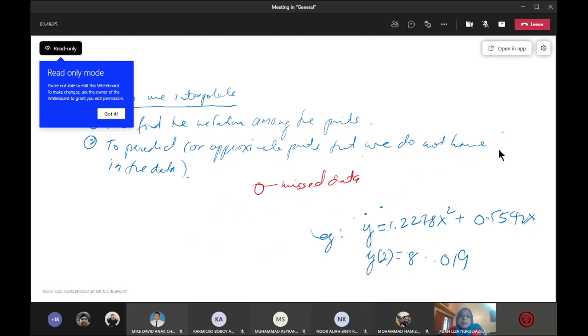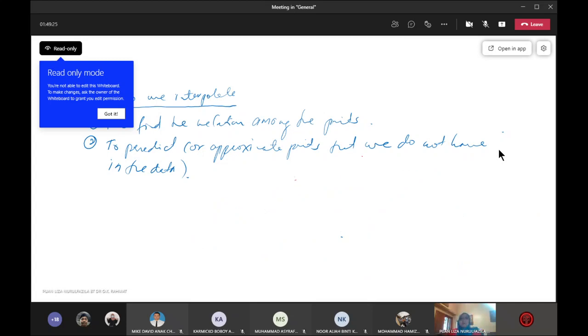Okay, so there are two main reasons that we do interpolation. One is to find the relation among the points and to predict or approximate points that we do not have in the data. So sometimes you just need to do this. For this course, we're going to look into 3 methods. One is Lagrange, 2 is Newton's, and 3 is least square approximation.